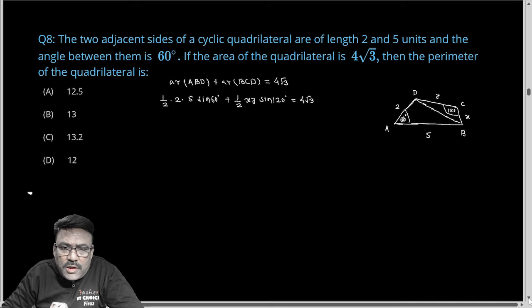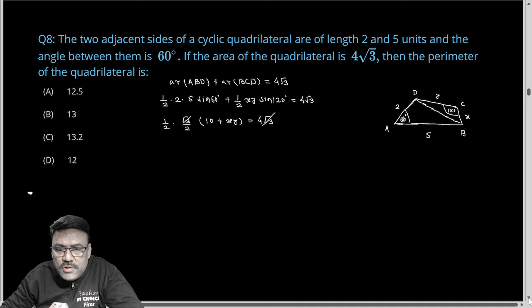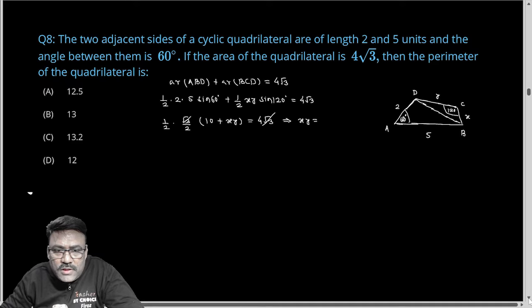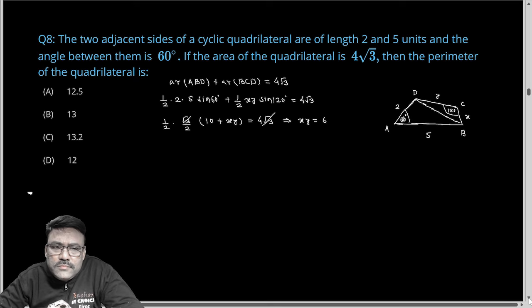Now half can be taken common. Sine 60 and sine 120 are both root 3 by 2, so that is also taken common. So I got 10 plus xy here, and this equals 4 root 3. So this root 3 and root 3 disappear. From here I am getting xy, which is 16 minus 10, which is 6. So xy is 6 here.